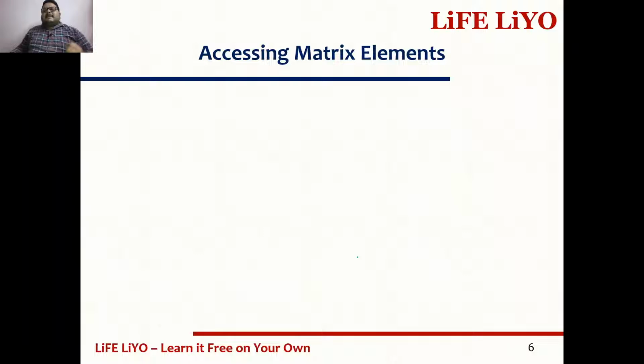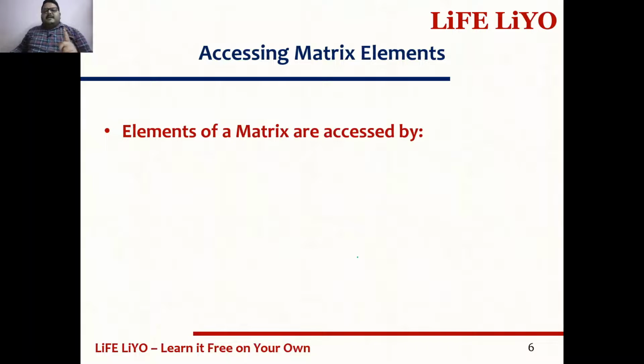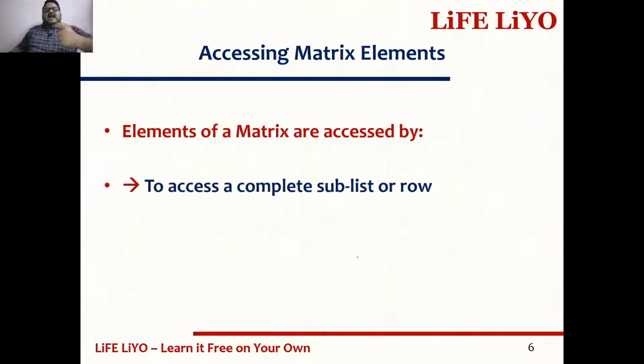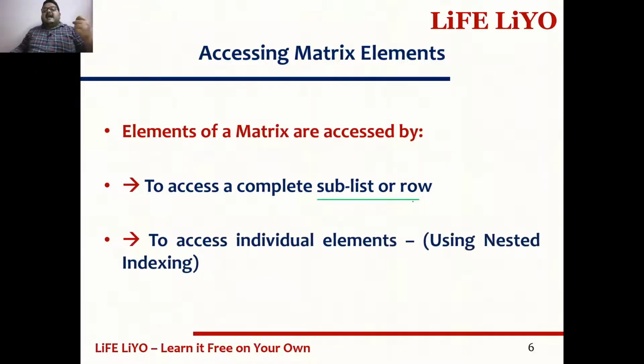How to access matrix elements? To access matrix elements in Python, we have two ways. One is we can access a complete sublist or a complete row. A complete sublist is nothing but a row, and that row can be accessed directly. Another one is accessing an individual element, which can be done by using nested indexing.